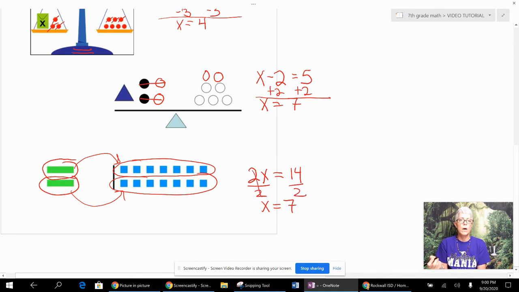So that's just a real quick look. You might see modeling with different pictures and different ideas, but that's the basic idea. See you later. Bye-bye.